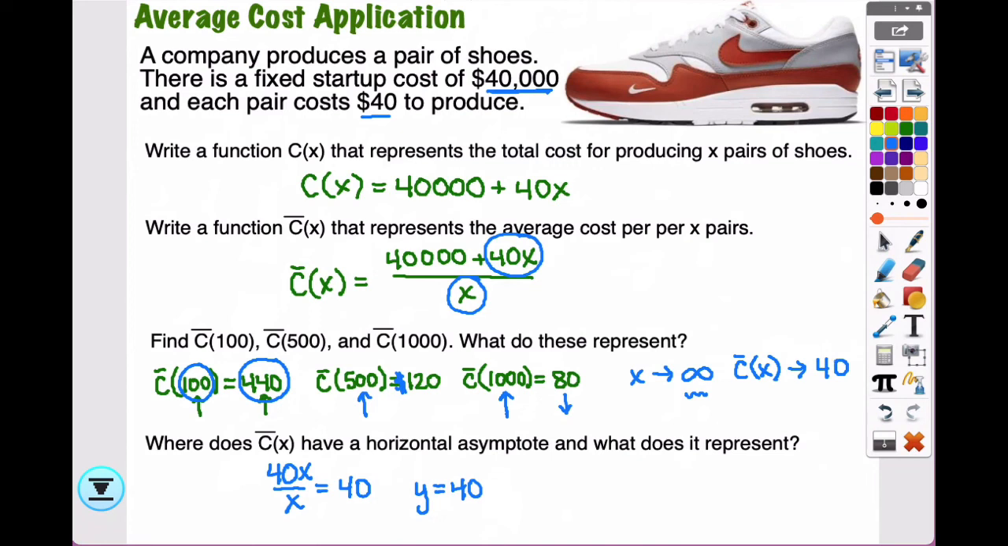What does that mean? As we produce more and more and more pairs of shoes, our average cost is going to get closer and closer to that actual $40 a pair because we'll be splitting that fixed cost among so many pairs that it'll become negligible. So what that tells me is that the more pairs of shoes that I produce, the less they will cost. It'll never go below $40, but it'll get closer and closer to $40 each. A nice application of rational functions.